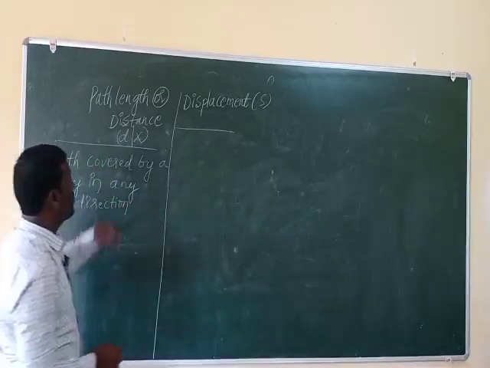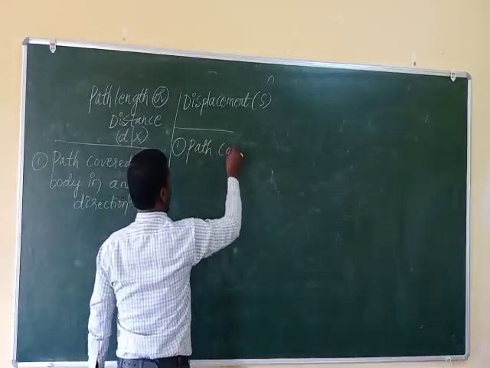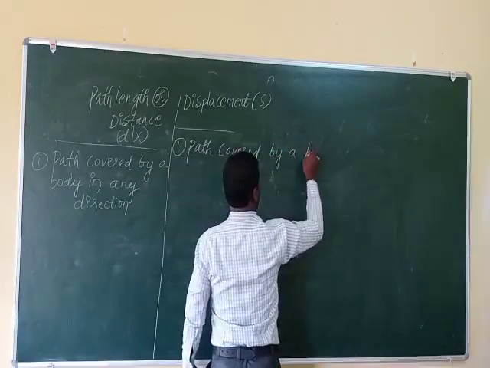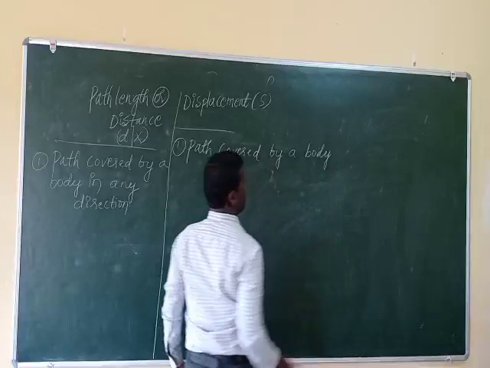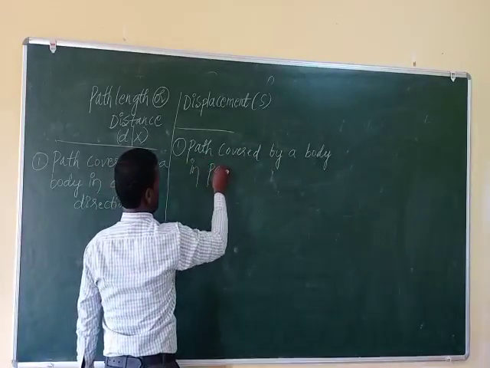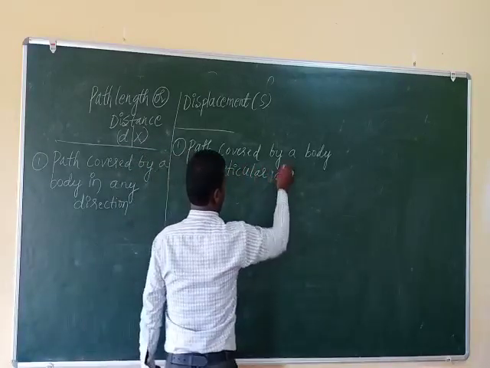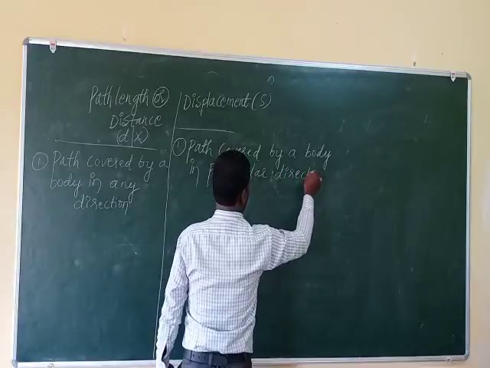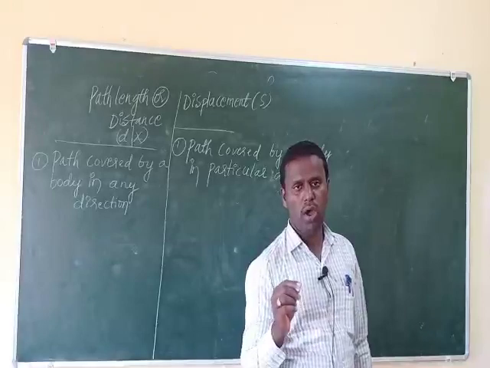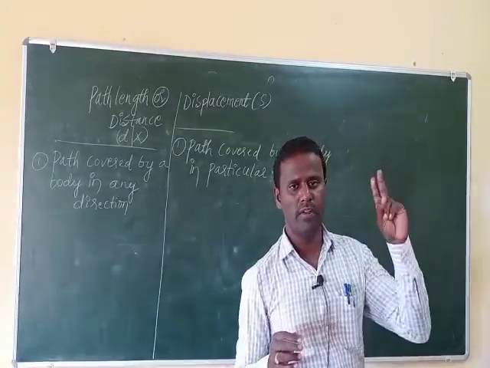What about displacement? Path covered by a body in a particular direction. Remember, displacement is also called the shortest distance between 2 points.